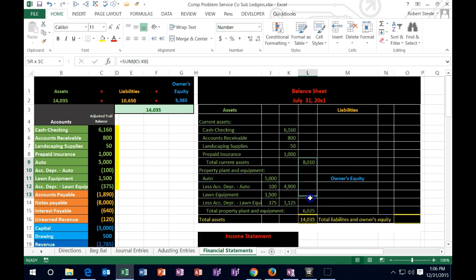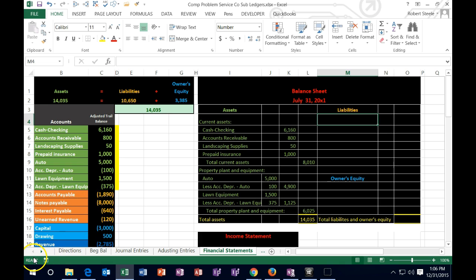So we just added up the 8010 and the 6025, 1435. Again, we could check that. This plus this plus this plus this minus this plus this minus this equals 1435. That looks good. Now we're going to go to the liabilities, of course. Those are going to be the orange accounts. And we're going to start off with current liabilities.